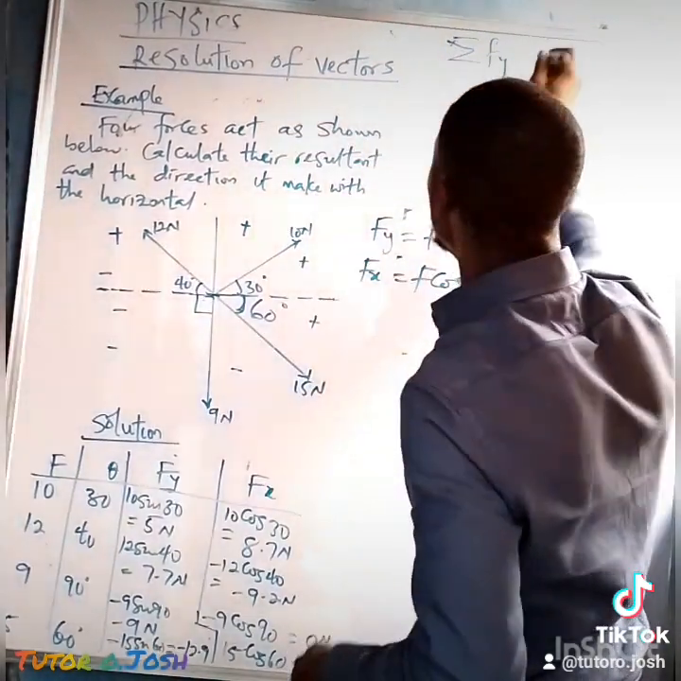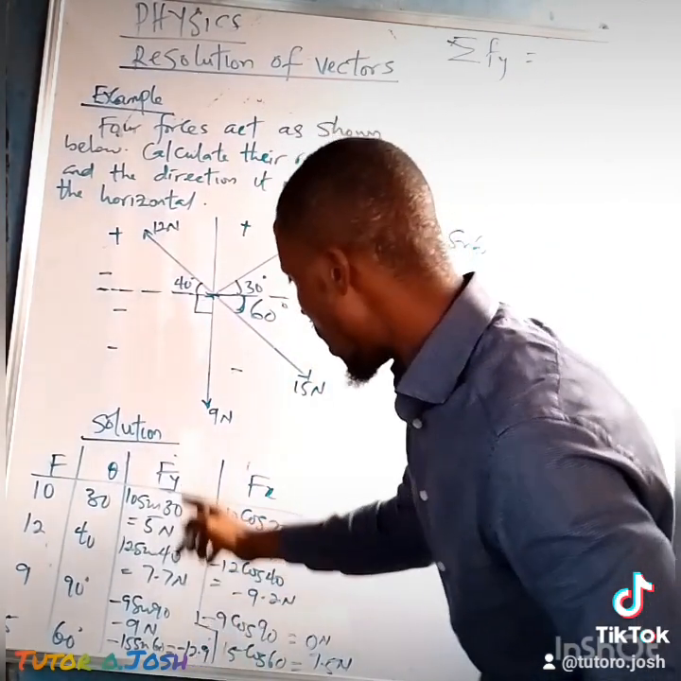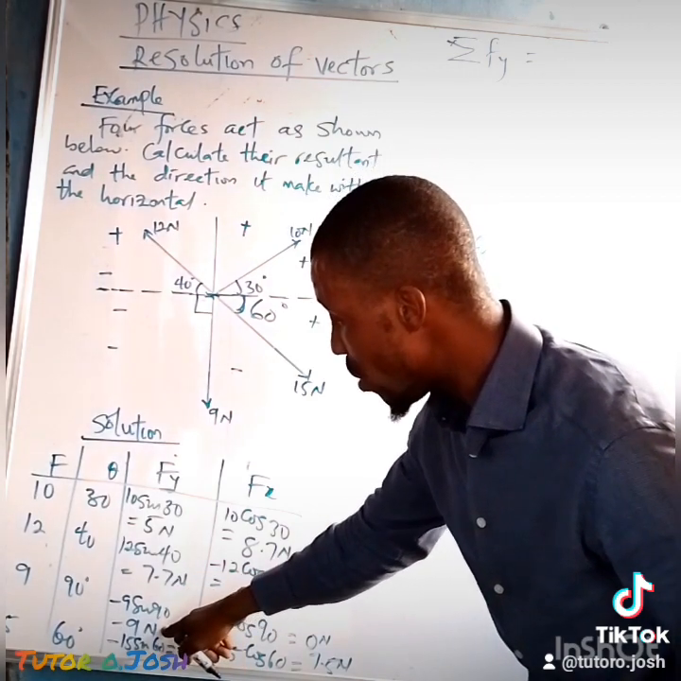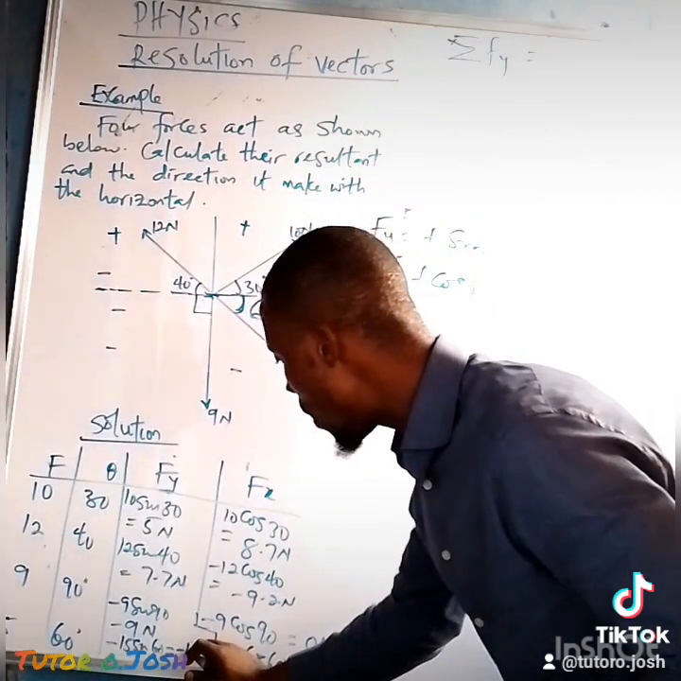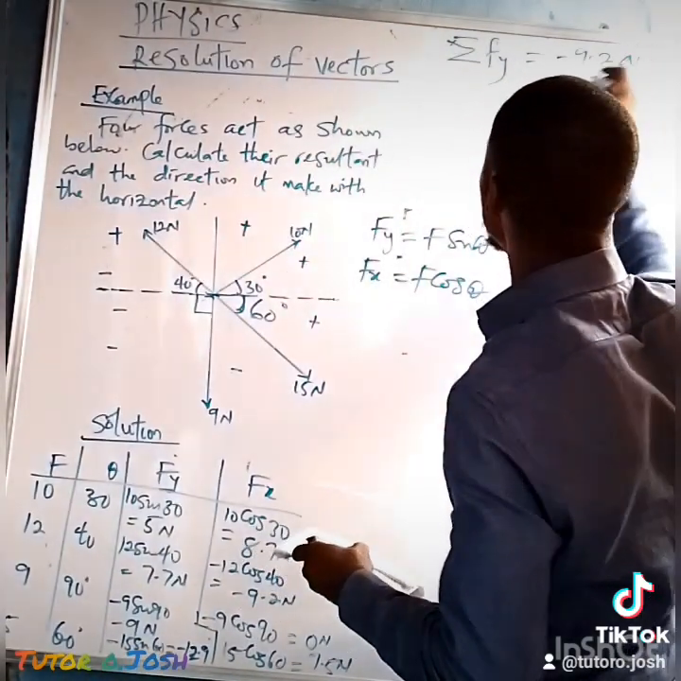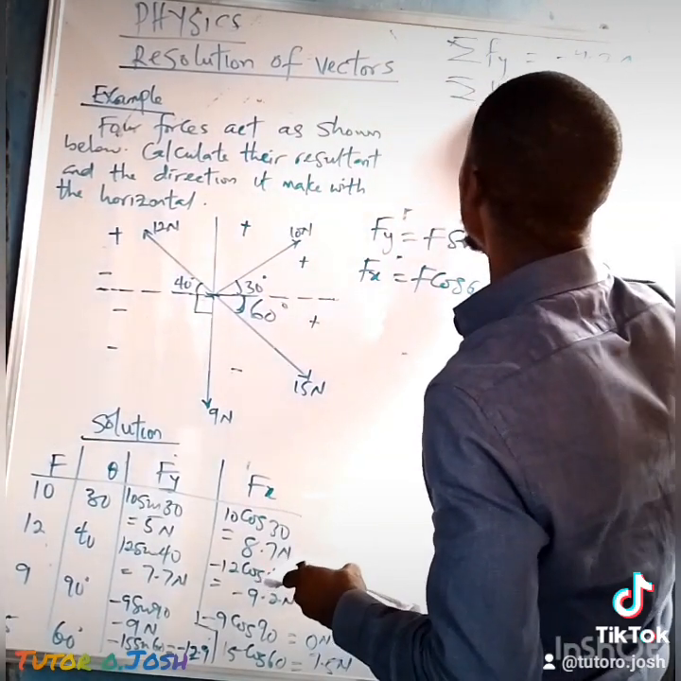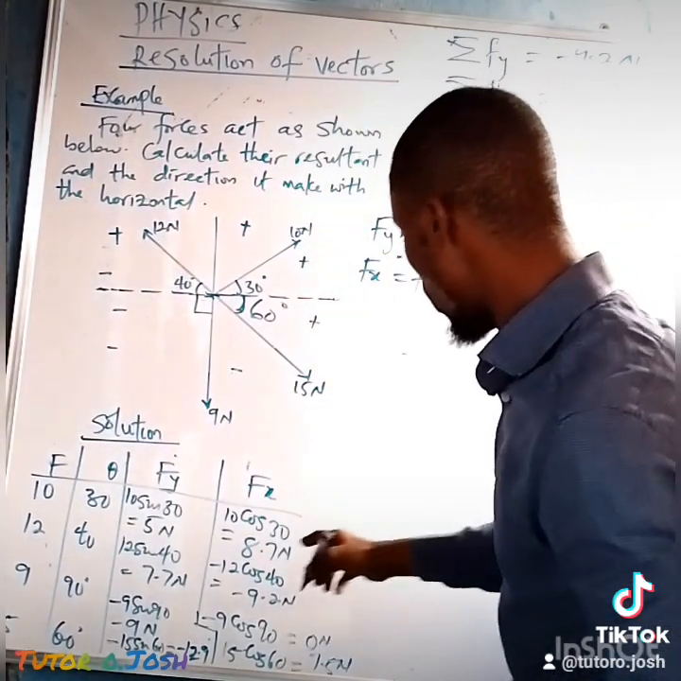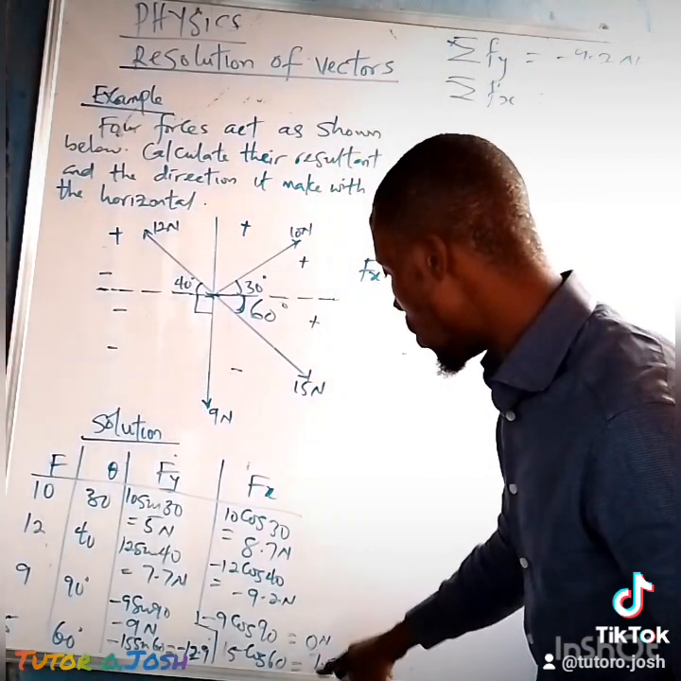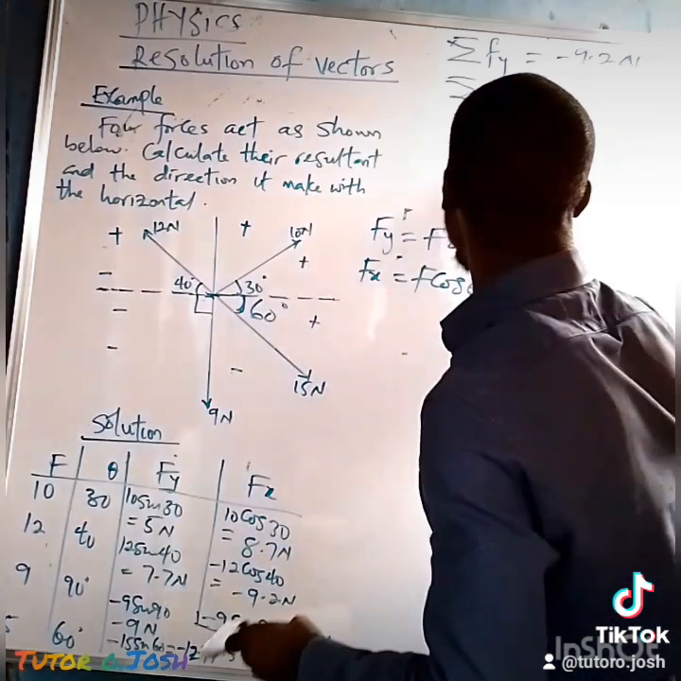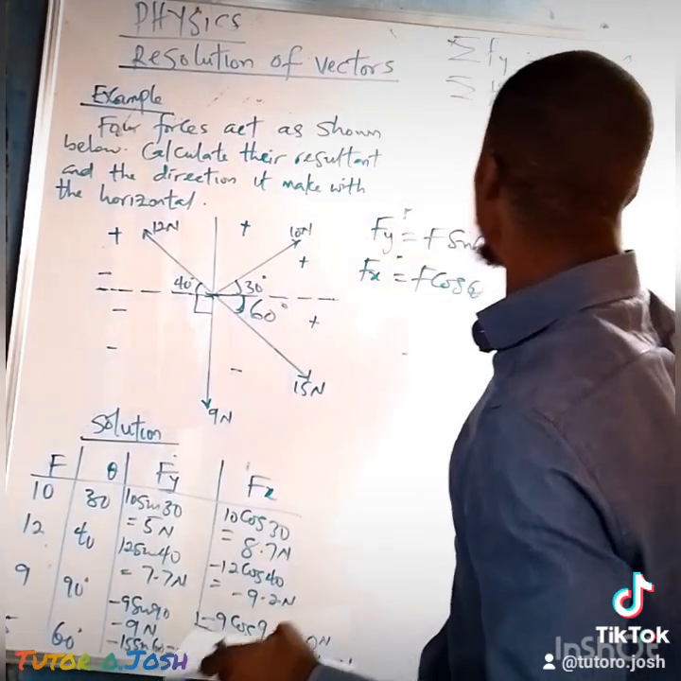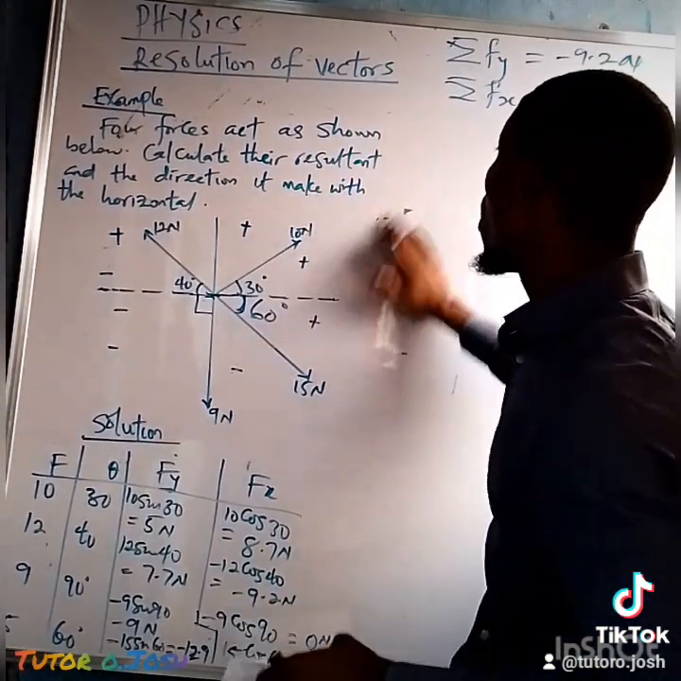Then after all this, we look out for the summation of the vertical components, and here we have 5 Newton plus 7.7 Newton plus minus 9 Newton plus minus 12.9 Newton, and here we have minus 9.2 Newton. And also the summation of the horizontal components, we have 8.7 Newton plus minus 9.2 Newton plus 0 Newton plus 7.5 Newton. Then we have 7 Newton. After getting this, this is the vertical component and the horizontal component.